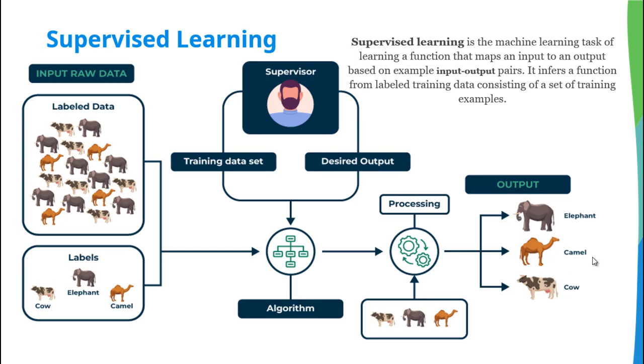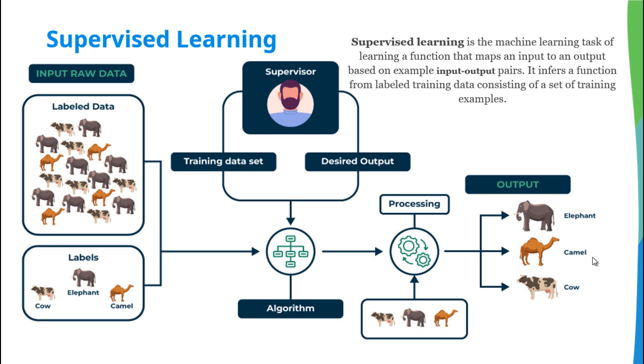All right, we have supervised learning, like I said before. It means a machine learning task of learning a function that maps an input to an output based on example input-output pairs. It infers a function from labeled training data consisting of a set of training examples. Now, supervised learning has input label data.